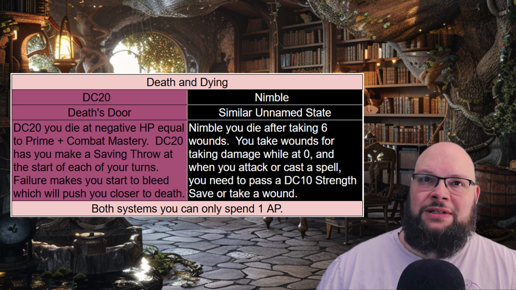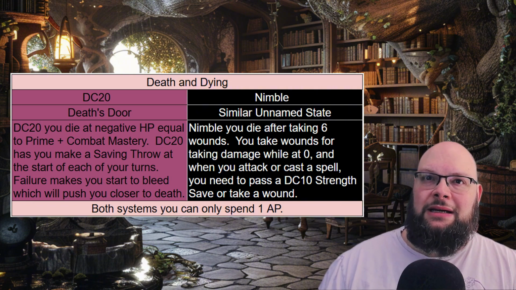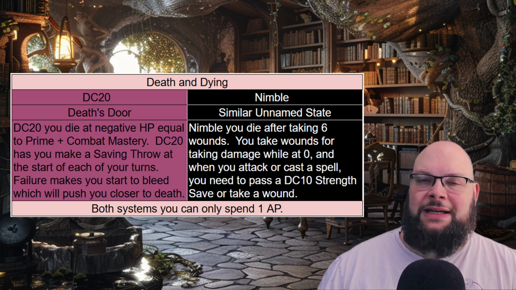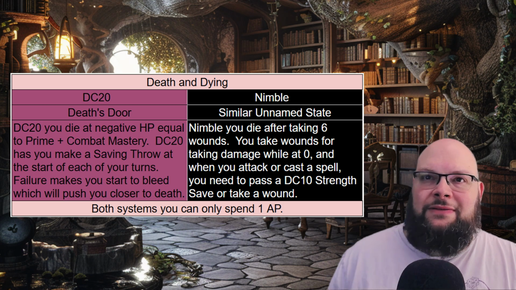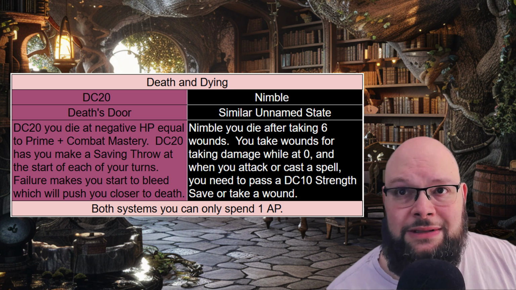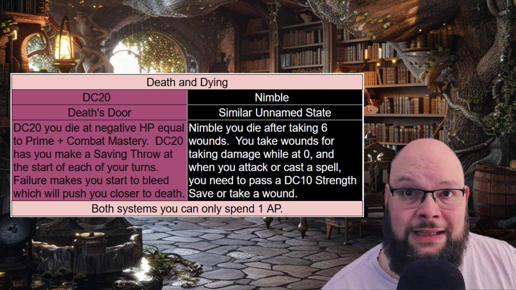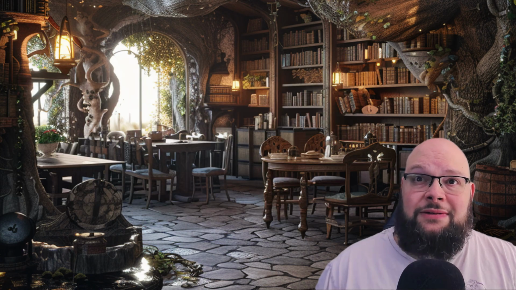DC20 puts most of that in its death save and its recovery check and its only being able to spend 1 action point. Nimble gives you that feeling of bleeding out by needing to pass a saving throw for every attack or spell that you cast while you're in this death's door type situation. So how exactly do you recover hit points in these systems?